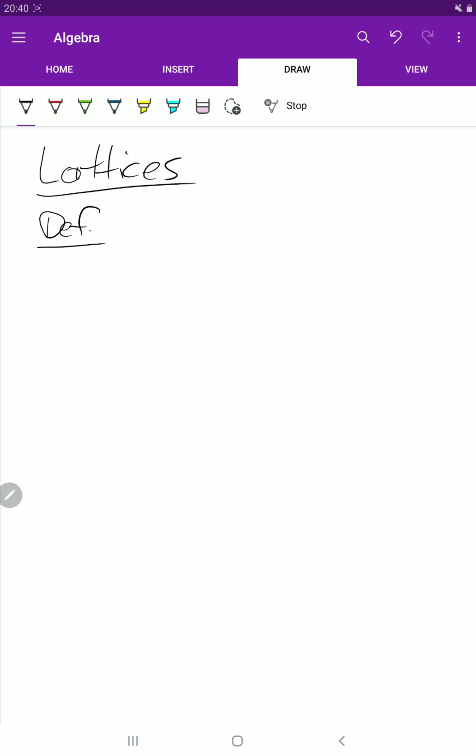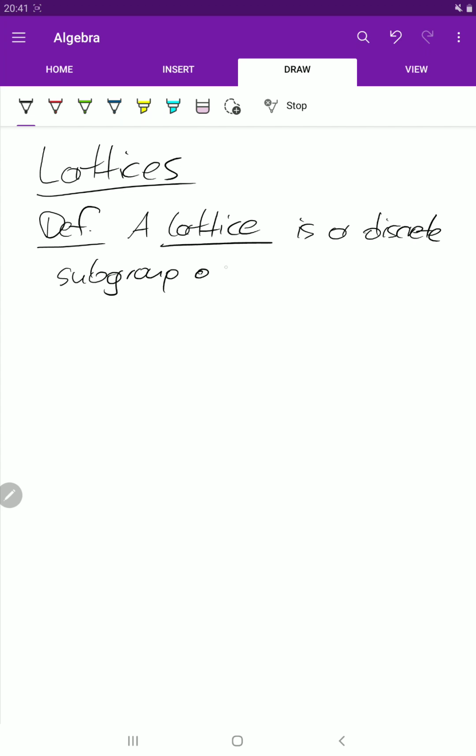First note, there's also a notion of lattice in order theory, but we will talk not about that, but about subgroups of Rn. So a lattice is a discrete subgroup of Rn for some n.